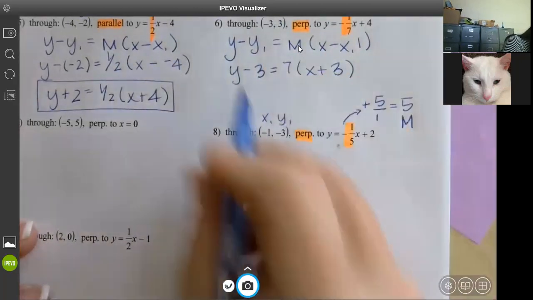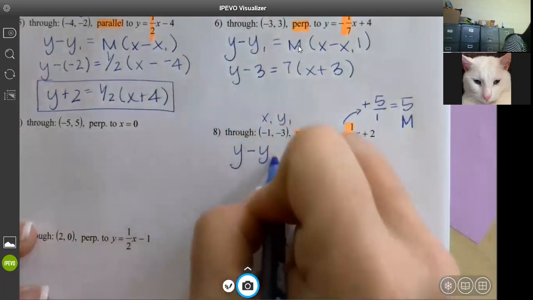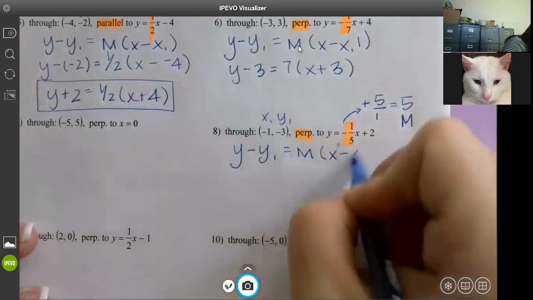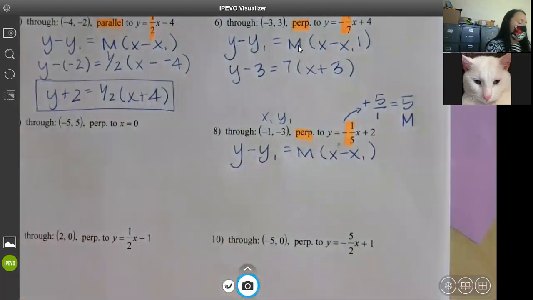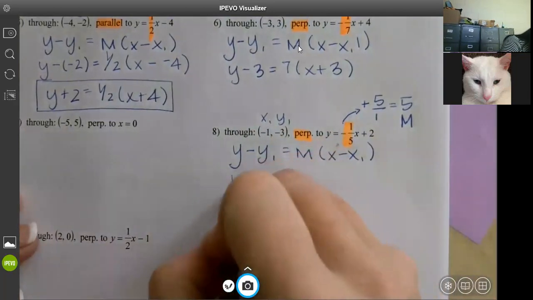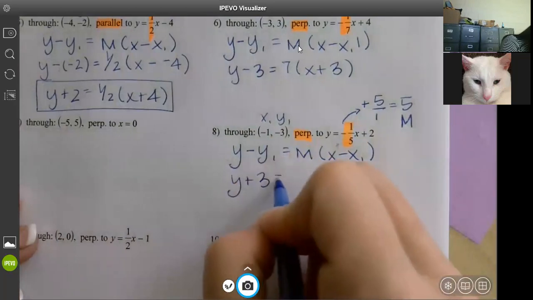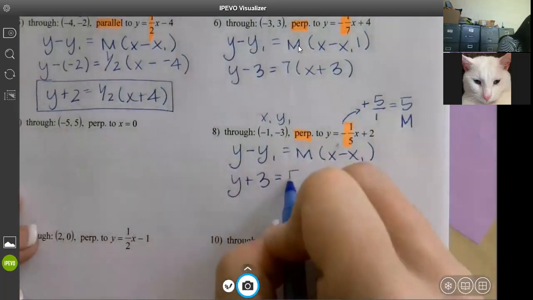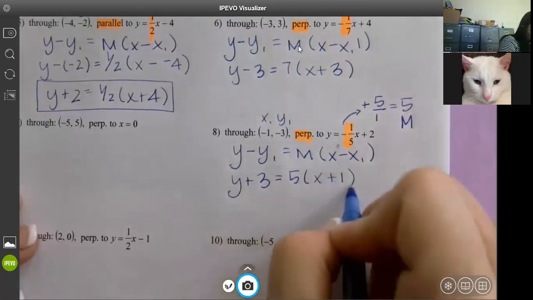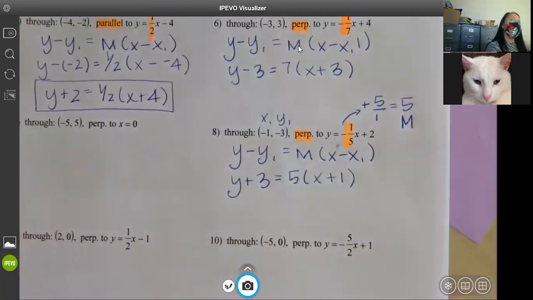Your coordinate is your x1, y1. And we're plugging it into y minus y1 equals m times x minus x1. Our y coordinate is a negative 3. So in the equation, it should be positive 3. Our new slope was 5. Our x is negative. So in the equation, it should be positive. Yep. That's it. That's literally all you're doing today.